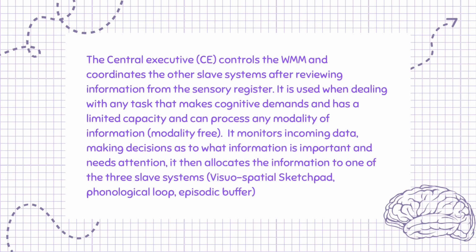The central executive, CE, controls the WMM and coordinates the other slave systems after reviewing information from the sensory register. It is used when dealing with any task that makes cognitive demands and has a limited capacity and can process any modality of information, modality-free. It monitors incoming data, making decisions as to what information is important and needs attention. It then allocates the information to one of the three slave systems: visuospatial sketchpad, phonological loop, episodic buffer.